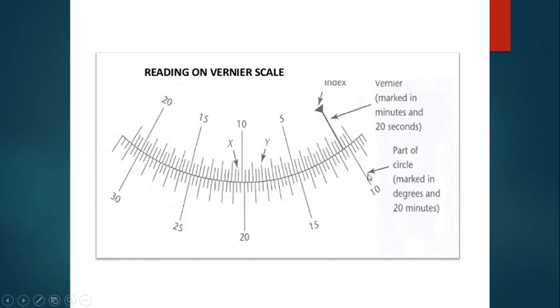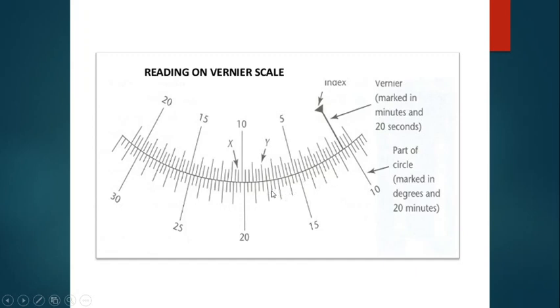Now again, each 1 degree is subdivided into three parts, like this: three parts and two lines. So 1 degree means 60 minutes. 60 minutes divided by three parts will be equal to 20 minutes. That means the first smaller line just after the 10 is nothing but 10 degrees 20 minutes. The next one is 10 degrees 40 minutes, and next is 11 degrees. Similarly, we have 11 degrees 20 minutes, 11 degrees 40 minutes, and 12 degrees.